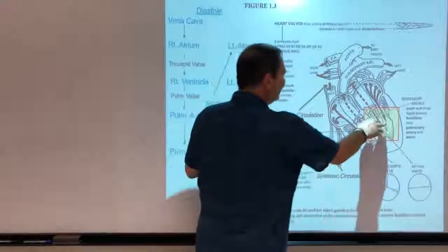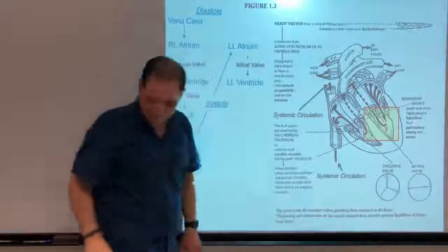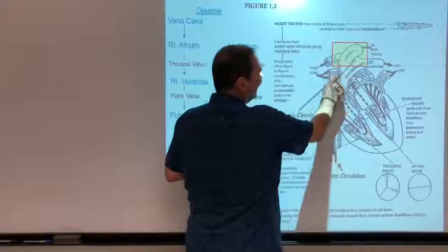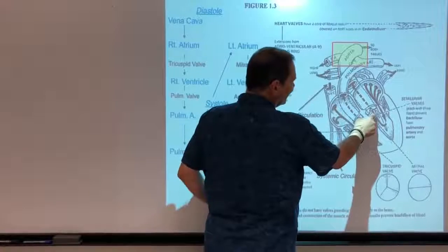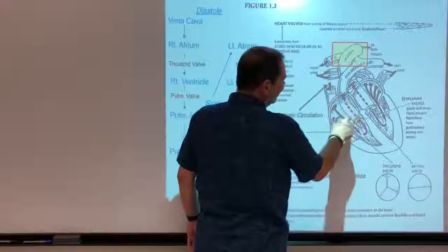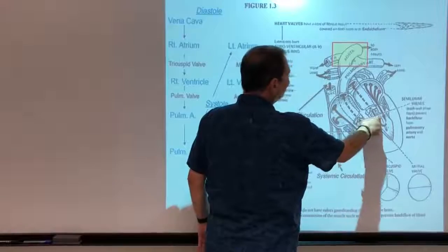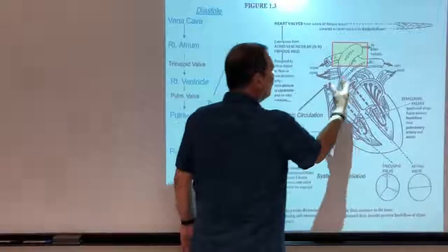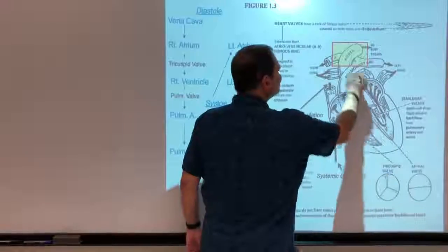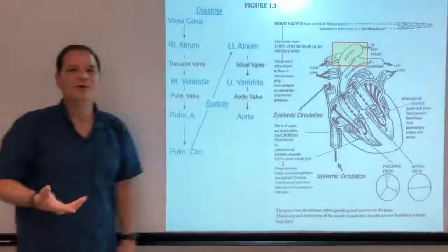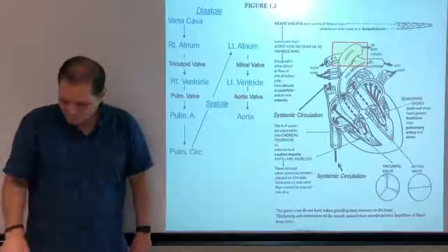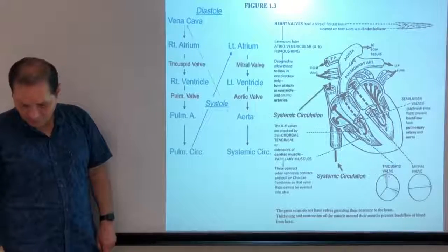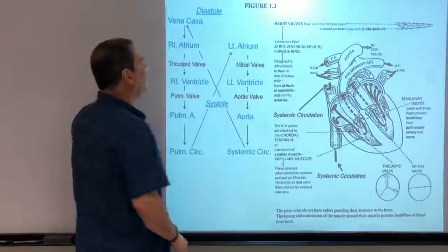The pressure in the left ventricle rises, and the aortic valve, which was closed during diastole, now opens because the pressure in the left ventricle exceeds the pressure in the aorta, and blood flows from high pressure to low pressure into the aorta, okay? And from there it enters the systemic circulation, where it is returned to the vena cava.